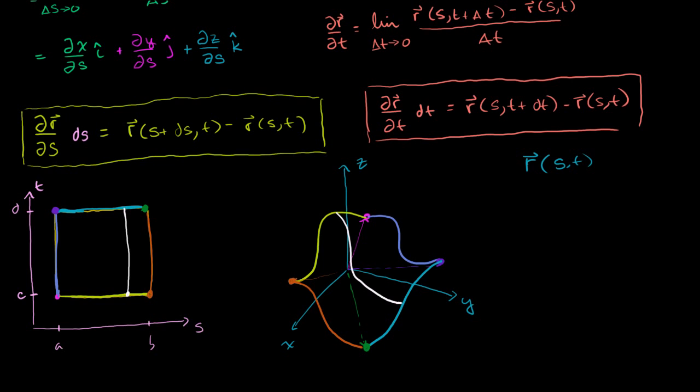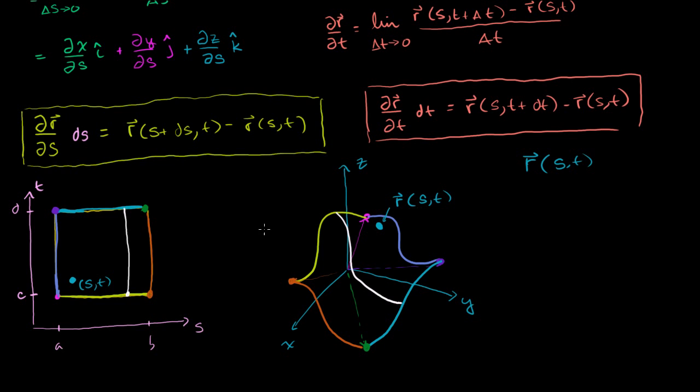So let's say that we pick arbitrary s and t. This is the point. Let me just pick it right here. That is the point s comma t. If you were to put those values in here, maybe it maps to this point right here. So this point right here, that is r of s and t.